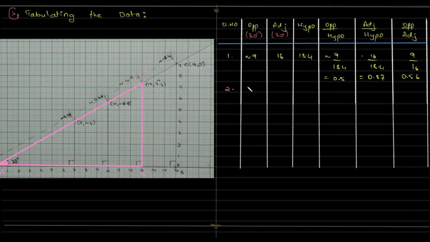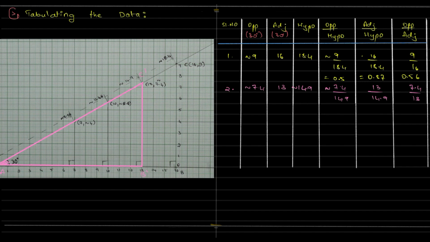So opposite is approximately 7.4. Adjacent is 13. Hypotenuse is 14.9. Again, all these are approximate values. So the ratio will be 7.4 divided by 14.9, right? Opposite by hypotenuse. Next is adjacent by hypotenuse. Adjacent 13 by hypotenuse 14.9, and opposite and adjacent, 7.4 divided by 13.